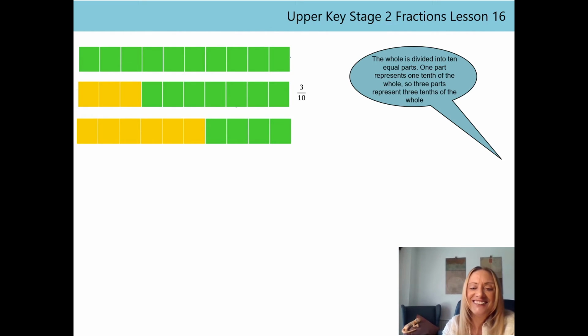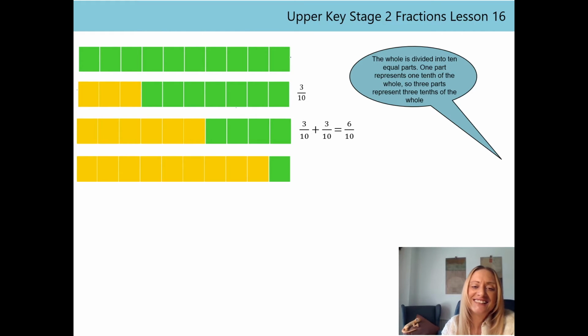How did you get on? Did you say that 3/10 plus 3/10 is the same as 6/10? Excellent, well done. I'm going to show you another bar now. I'd like you to tell me how many tenths there are altogether, but could you write it as a calculation? So pause me now, I'm going to put the bar up and write that as a calculation. How did you get on? How many tenths did you say there were altogether? 9/10. What calculation did you write?